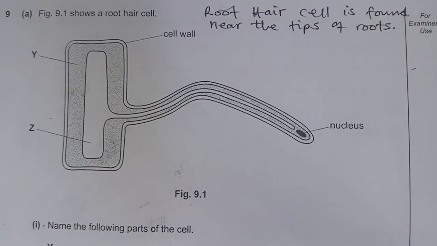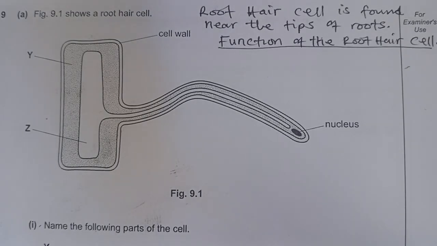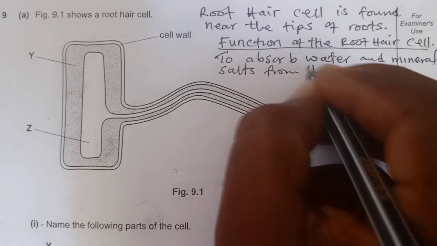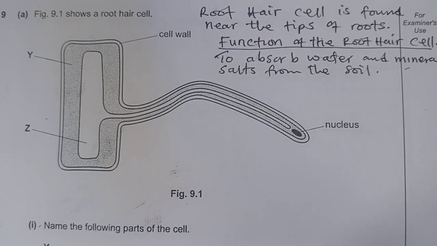What is the function of this root hair cell? Number one, to absorb water and mineral salts from the soil. So that is the function of the root hair cell, to absorb water and mineral salts from the soil. Water is absorbed by the process called osmosis, and mineral salts are absorbed by the process called active transport.